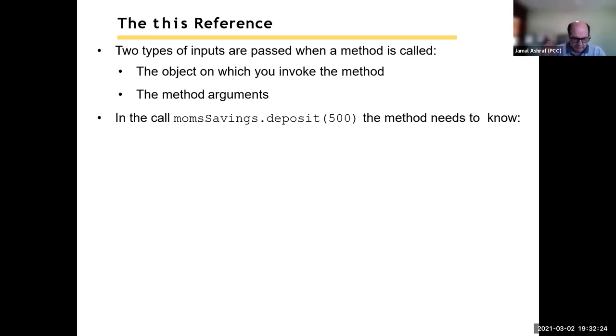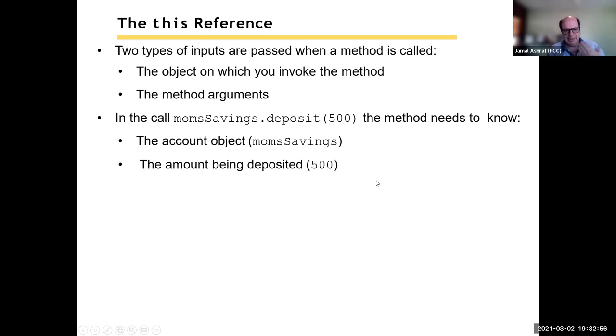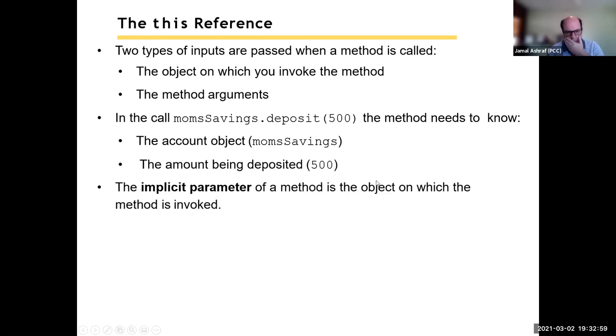So my example from early on, if I go to the body shop and I say paint car, they're going to ask me, which car do you want to paint? Which one of these cars is the one that you want to paint? So I have to know which object I'm going to do the deposit to. In this case, it's mom's saving. So the deposit is going to go to mom's saving. If it's going to be some other account, it's going to go to those. So I need to know the object, and I need to know how much I'm going to deposit. So I need two things: the account object and how much money.